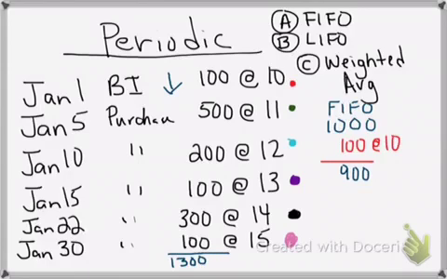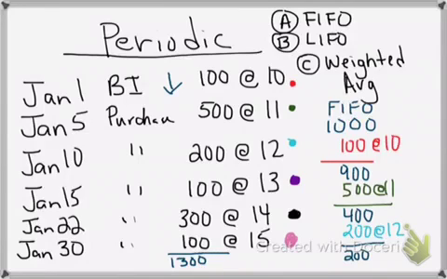The next units are going to come from these green, and so that's going to be 500 units at $11 that we're going to sell. And the next units that we have, because we have 400 more we need to sell, are going to be the 200 units. And those 200 are going to be at $12. And that's going to leave us with 200 more that we need to sell.